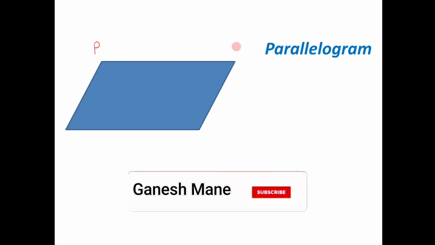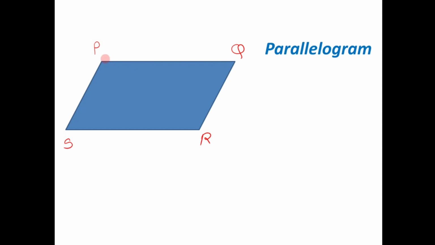Let's have the next diagram, the parallelogram. We know the concept of a parallelogram. For a quadrilateral, if the opposite sides are parallel to each other, then it is called a parallelogram. Let us name this quadrilateral PQRS. Side PQ is parallel to side SR, and side PS is parallel to side QR, as we can see. That's why quadrilateral PQRS is a parallelogram.